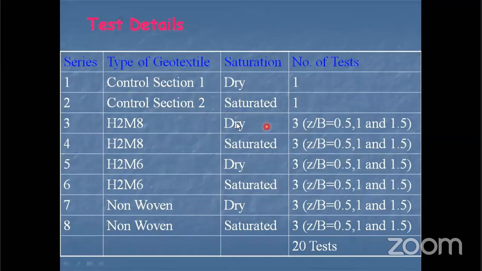So we have done tests on different control sections. That is dry as well as saturated conditions we have done. Using H2M8 and H2M6 and more than three varieties of geotextiles we have done. And three positions of geotextiles also we have tried, 0.5, 1 and 1.5 of Z by B ratio. These are the results of around 20 plate load tests.